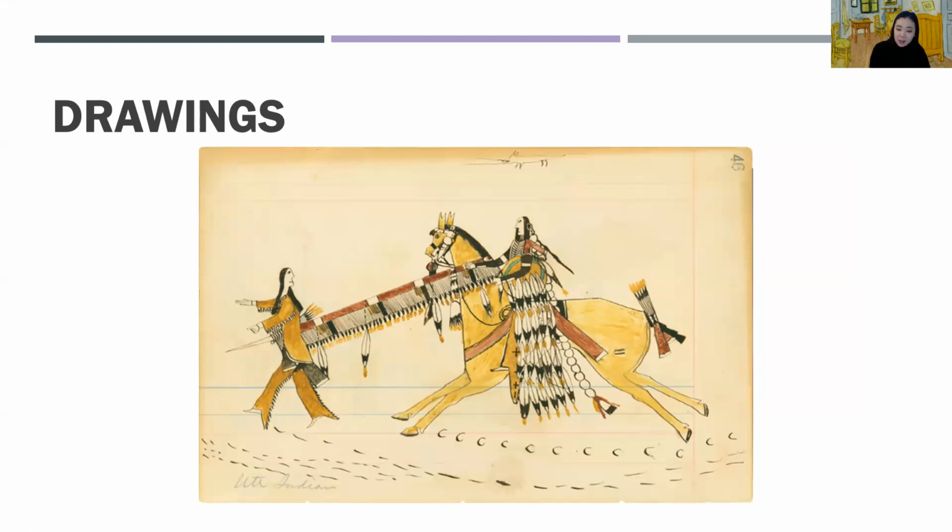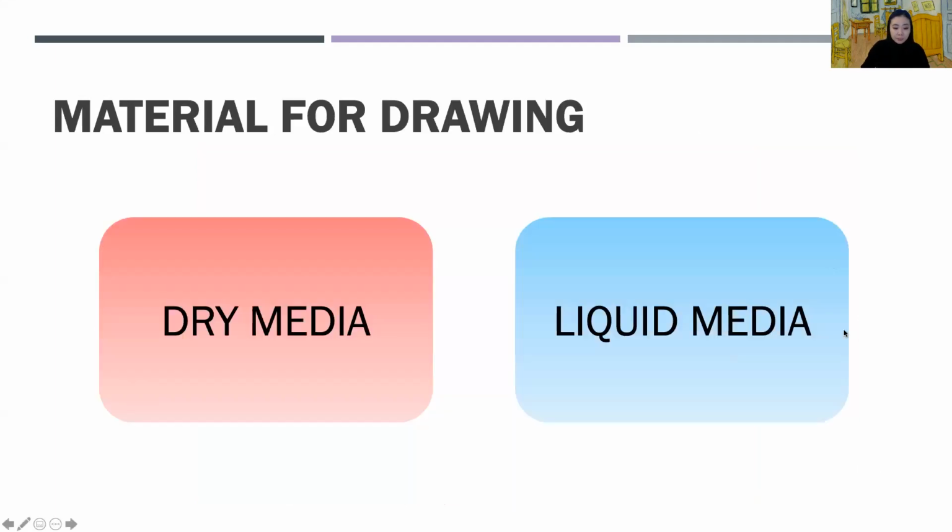So today, artists have a wide array of drawing surfaces and materials to choose from. So there are dry and liquid media for drawing. Dry media are generally applied directly in stick form, and liquid media are generally applied with a tool such as a pen or a brush. So let's see dry media first.